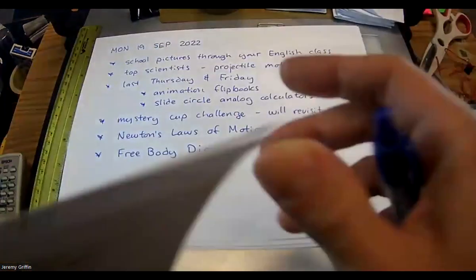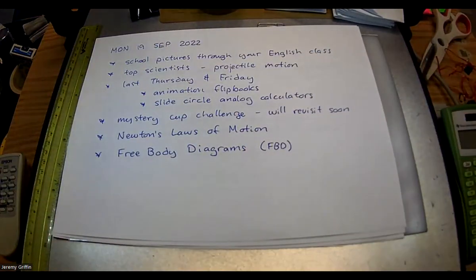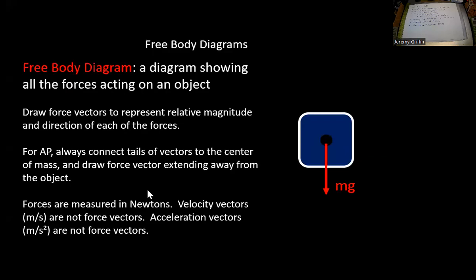All right, ready for some free body diagrams? I introduced this idea to you last week, so now let's do a whole PowerPoint on this. It will probably take a couple of days, but we'll do as much as we can today. Remember the definition: it's just a diagram showing all the forces acting on an object. You draw force vectors to represent the relative magnitude and direction of the forces. You have an example up here on the side.